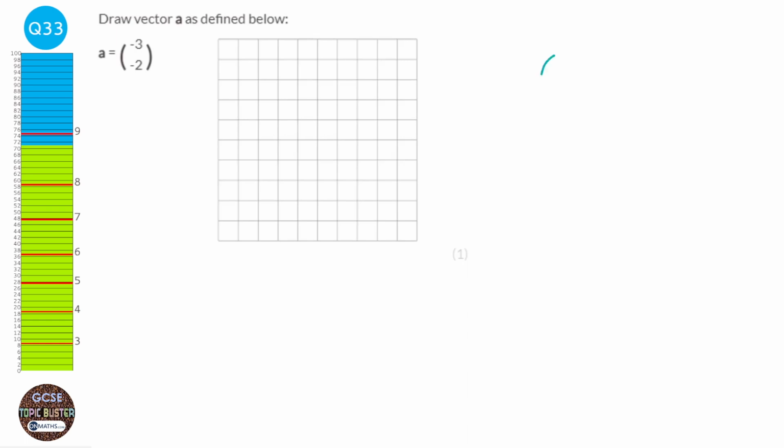So vectors are shown with how far right at the top and how far up at the bottom. So we've got -3 right, which is actually going to be 3 left, and -2 up, which is actually going to be 2 down. So to start this off, what we're going to do is just put a point anywhere on this grid, and we're going to go 3 right, so 1, 2, 3, and we're going to go 2 down, so 1, 2. Let's show that point there.